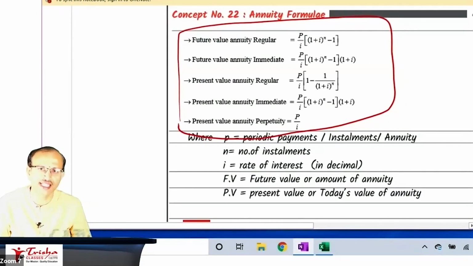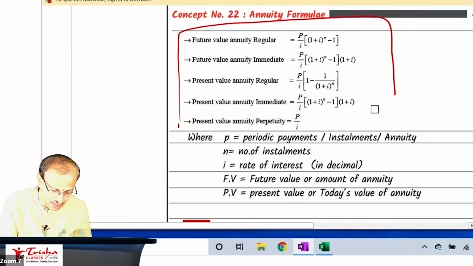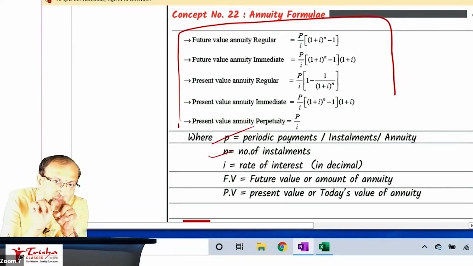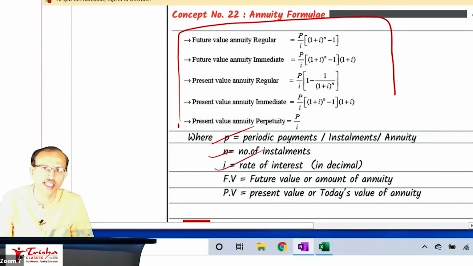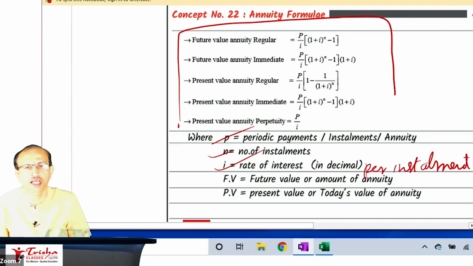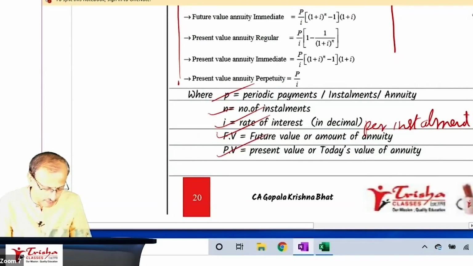Here the letters are quite different. P represents what? Periodical payments. N represents number of installments. It is not number of years. I represents interest rate in decimal per installment, not per annum. That's why some of the problems are monthly. You invested for 2 years, I did not take N as 2. I took 2 into 12, 24. FV is future value, PV is present value.